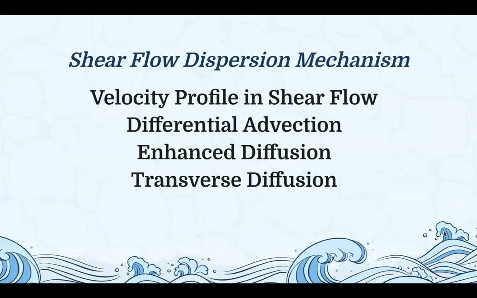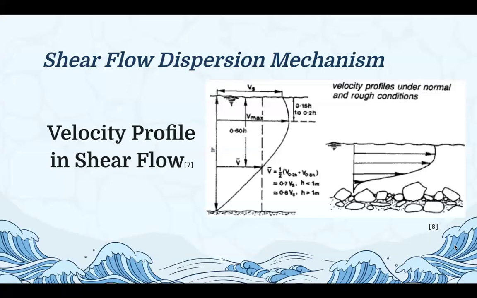Next, we're going to talk about shear flow dispersion mechanisms, starting with velocity profile in shear flow. So in shear flow, the velocity of the fluid varies across the transverse directions, such as the depth in a river. This means that fluid parcels at different transverse positions travel at different speeds. For instance, in a river, the current is typically faster at the surface and slower near the bottom due to bottom friction. As you can see here, we have quite a smooth surface and quite a rocky surface, and you can see the differences in velocity profiles.